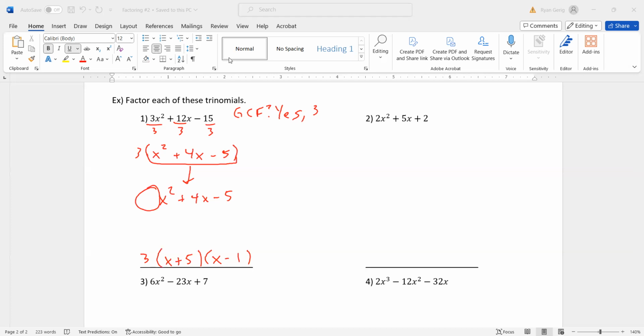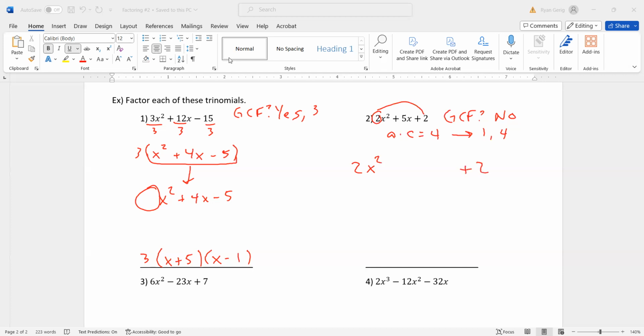Number 2, is there a GCF in this one? Take a look. There's not. So now what do I do? a times c. So 2 times 2 is 4. I want two numbers that multiply to 4 and add to 5. That would be 1 and 4. So now I'm going to write this. Pay attention to what I do here. This is the 4-term polynomial part. The first term and the last term stay the same.